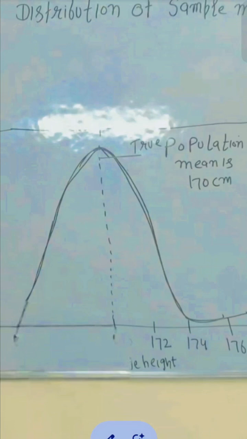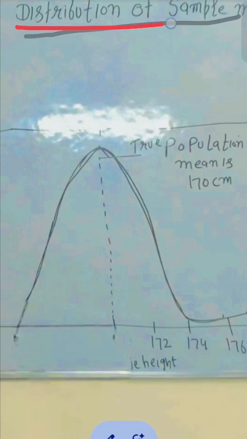So I will let you know the very important topic which is called sampling distribution. We have a topic which is called sampling distribution. This topic is mainly used for the standard error of the mean. The sampling distribution, what it is, I will try to make it as simple as possible.